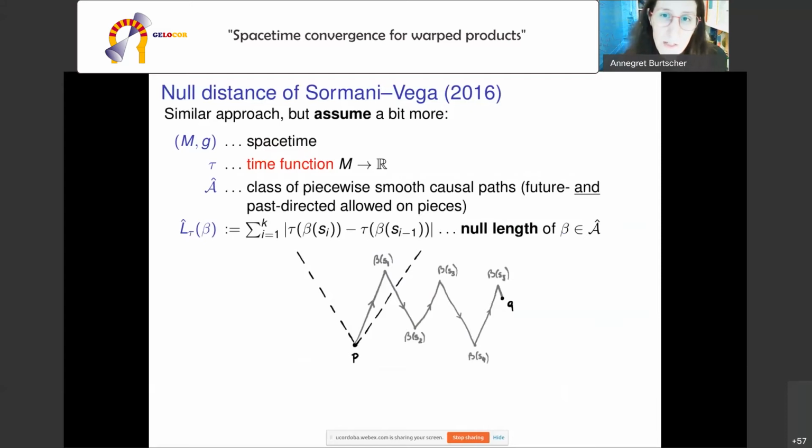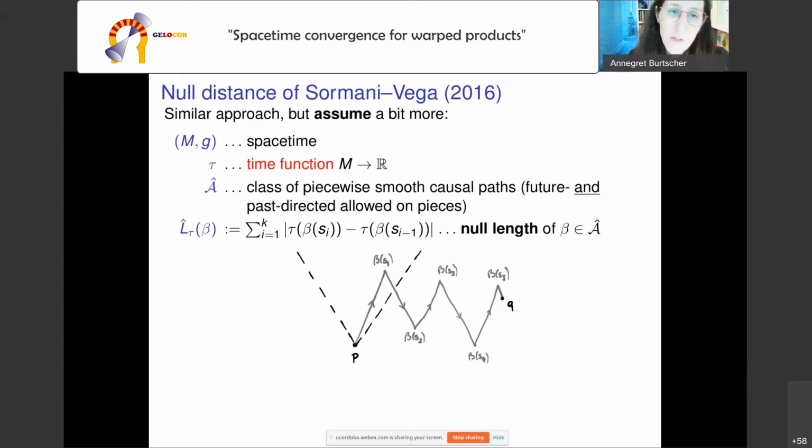I'm going to use in the rest of the talk this notion of a null distance of Sormani and Vega. And so the first thing I want to do is explain, well, what is it and why is it useful? What is still known or not known about it, so that you get an idea of what this even is. So again, we start with a space-time.